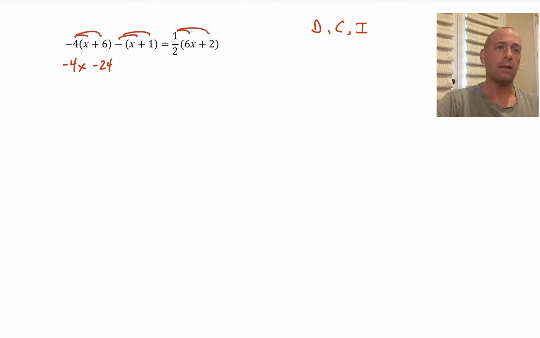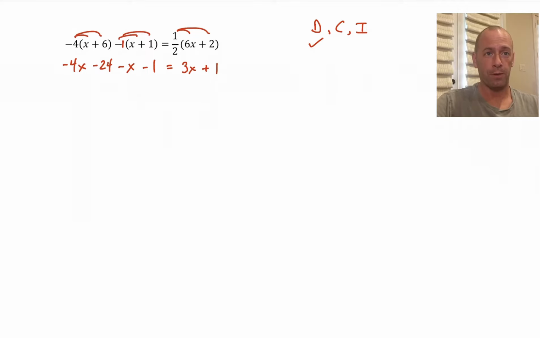Then minus x plus 1. You could think of that as negative 1 times x plus 1. That way you're less likely to screw up your signs. So negative 1 times x is negative x. Negative 1 times 1 is minus 1. 1/2 of 6x plus 2 is 3x plus 1.